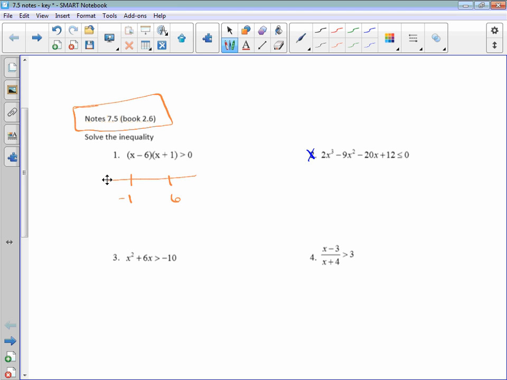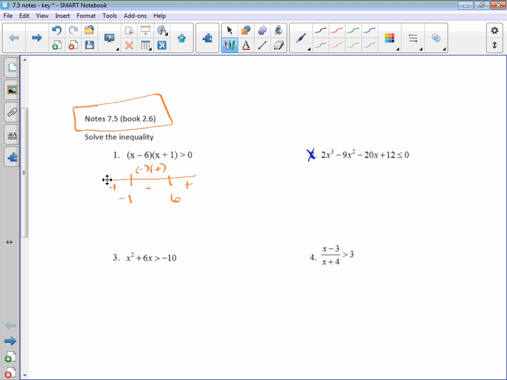So we only have to test one section, and then we'll know what the others are going to do. So what's the easiest thing to test? 0. That'd be right in the middle, right? So if I plug a 0 in, I'm going to have a negative times a positive, which overall is a negative, right? So that means past 6 will be positive, and on the other side of -1 is also positive. If you don't trust me, you are welcome to test those regions, but I promise that's what you're going to get for your number line.